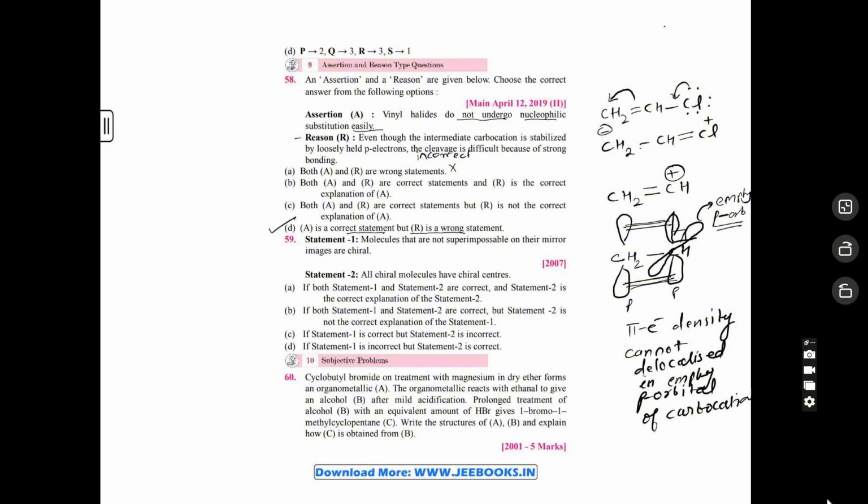Moving to question number 59. Statement 1 says that molecules that are not superimposable on their mirror images are chiral. Yes, this is correct. Statement 2: all chiral molecules have a chiral center.